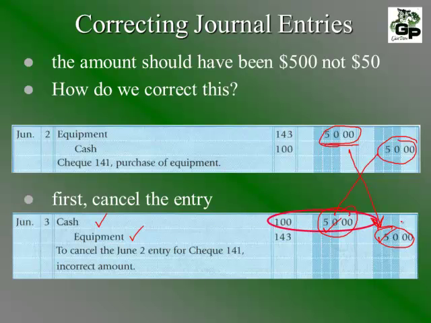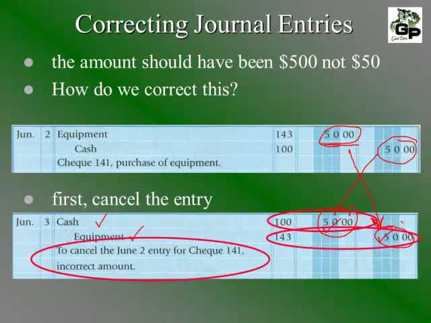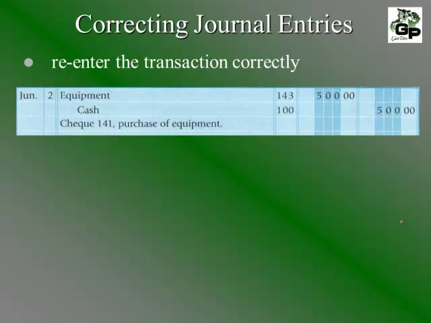The next step is that we have to re-enter the transaction correctly. So we go back to the June 2nd entry, we redo it for June 2nd, we put in the correct amount, $500 for equipment, debit, $500 credit for cash.